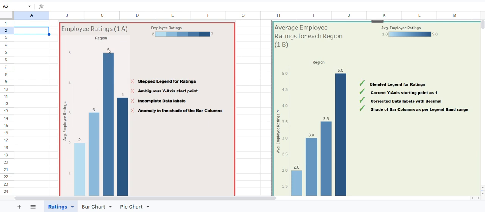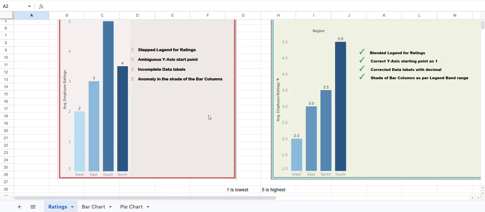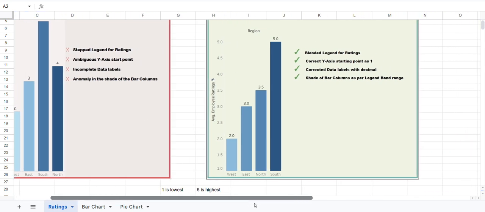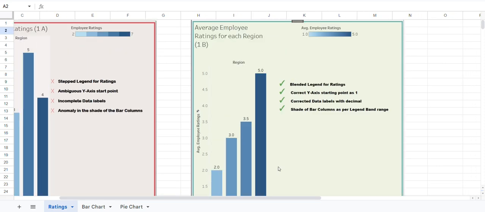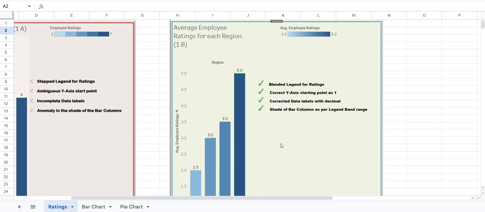These data labels were incomplete. It had a decimal point, but it was not shown here. And then there was a little bit of anomaly in the shade of bars. Now, it could be categorical data, like 1 being the lowest, 5 being the highest. These are actually categorical data, but when you average it out, it becomes numeric in nature. So, this is the correct form.